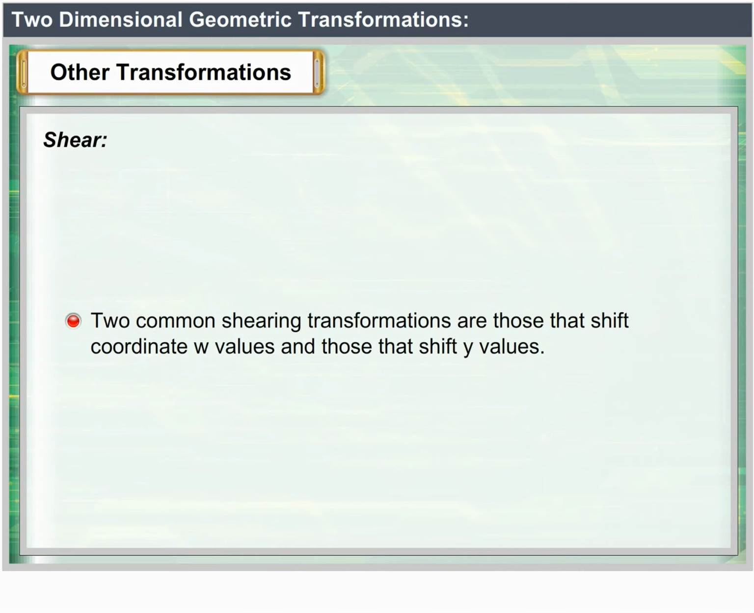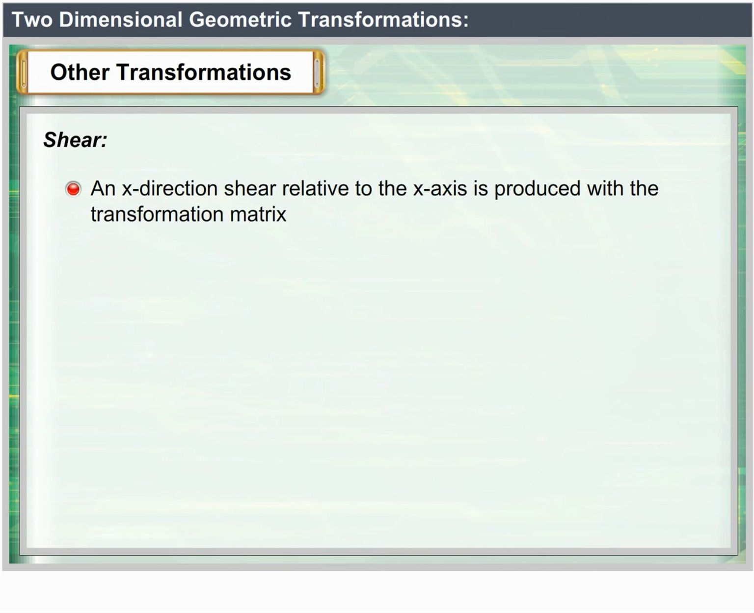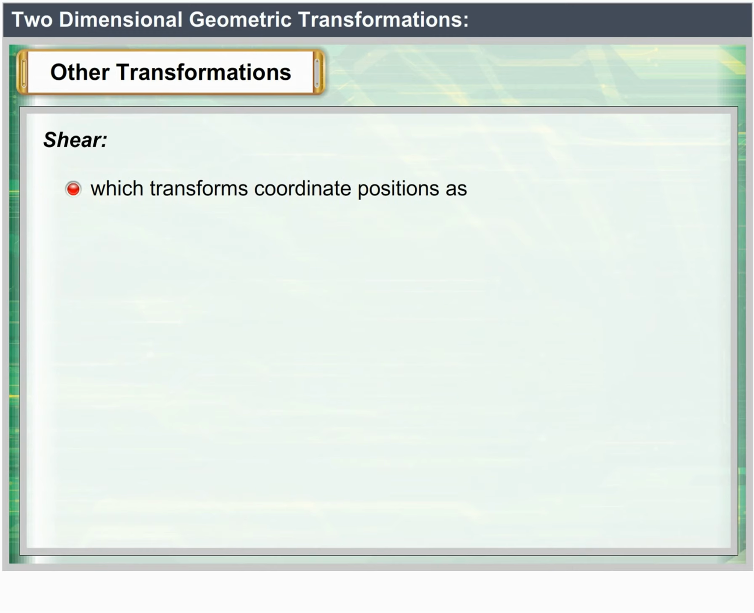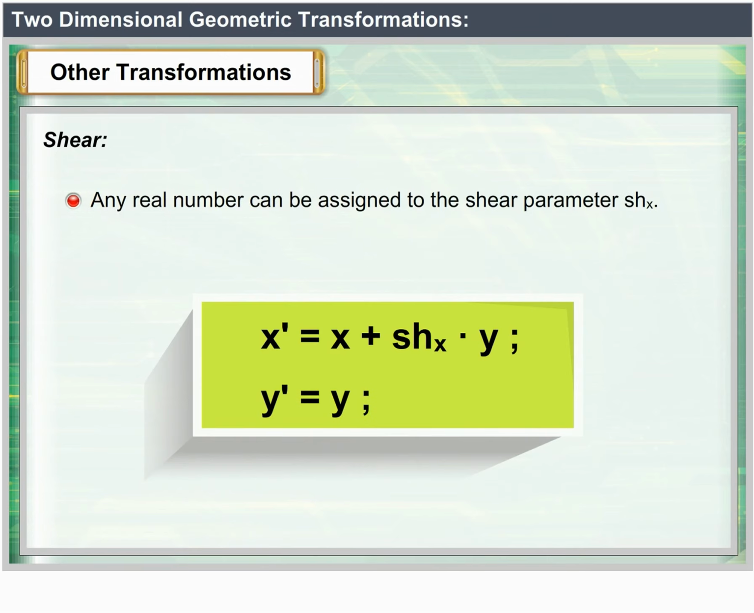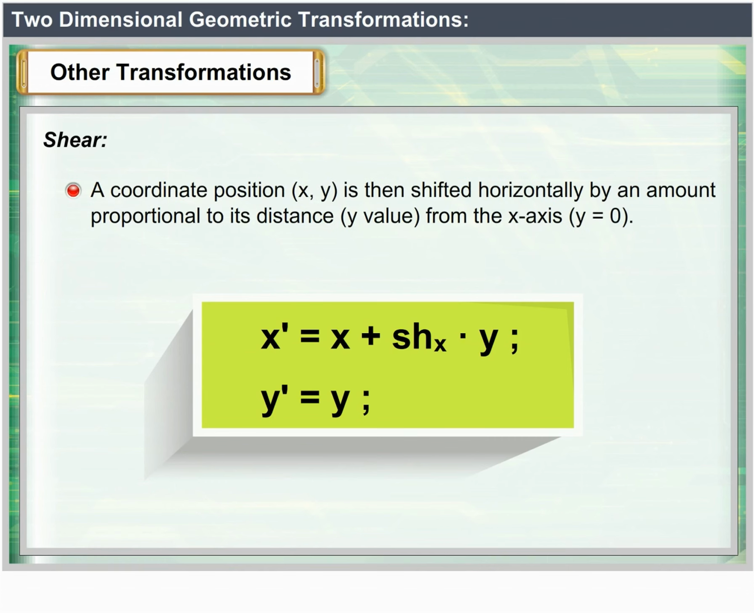which transforms the coordinate positions as x dash equals x plus shx and y dash equals y. Any real number can be assigned to the shear parameter shx. A coordinate position x, y is then shifted horizontally by an amount proportional to its distance y value from the x-axis, y equals 0. Setting shx to 2, for example, changes the square in this figure into a parallelogram. Negative values for shx shift the coordinate positions to the left.